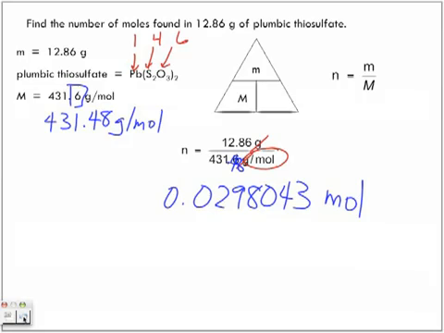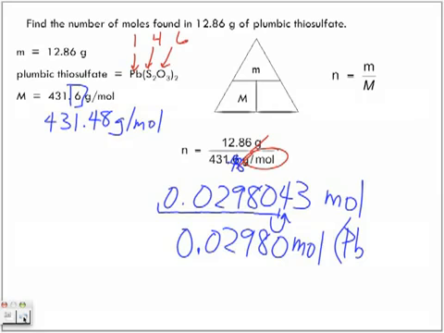We look at this number here. Does it change it? No. Do I keep this 0? Yes, I do. So I get 0.02980 moles of plumbic thiosulfate, Pb(S2O3)2.